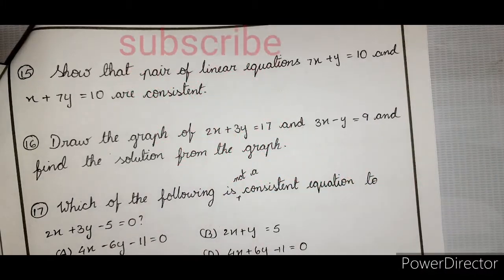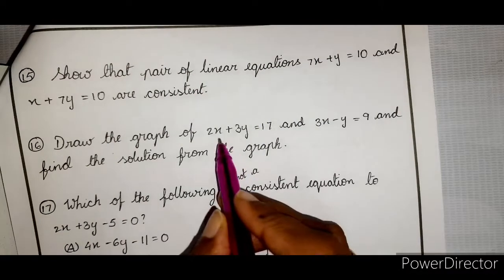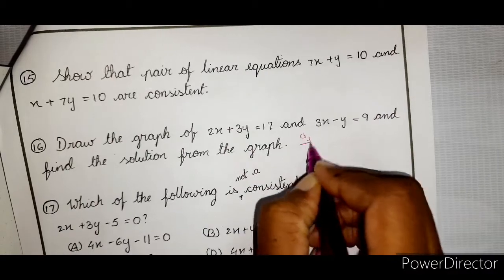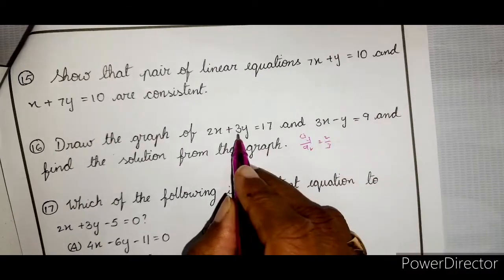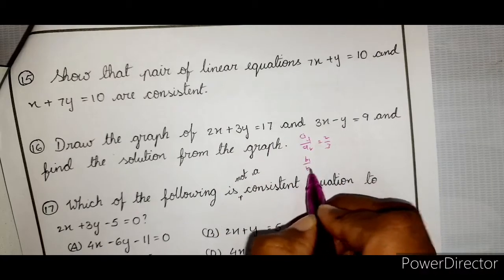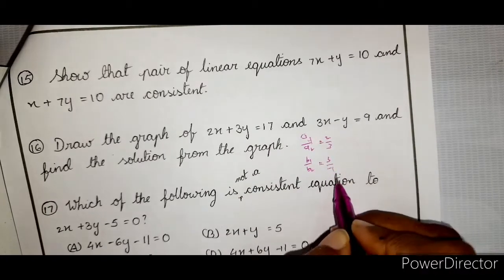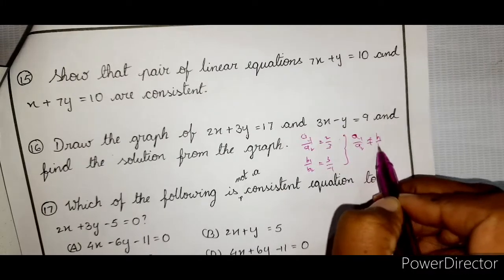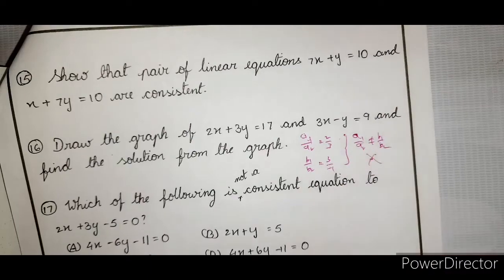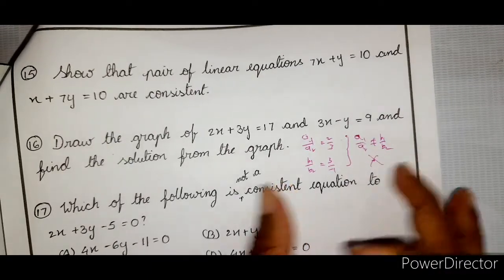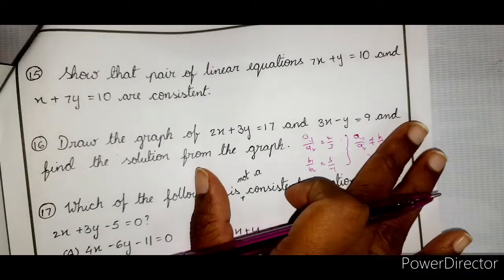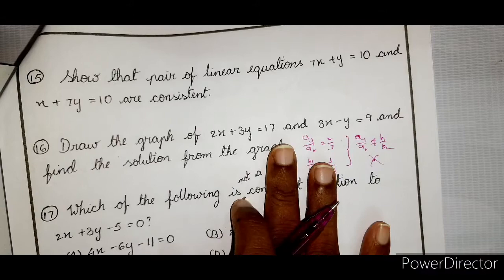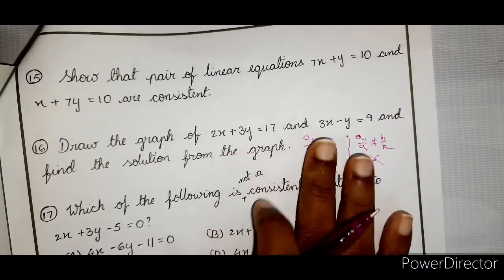As usual, first we check the kind of equations. a1 by a2 is equal to 2 by 3 and b1 by b2 is equal to 3 by minus 1. So these two are not equal, that is a1 by a2 not equal to b1 by b2, that means intersecting lines. So now we know that these two graphs will be intersecting at a point, that we have to show in the graph and find the point of intersection, and then from there you have to find x and y.